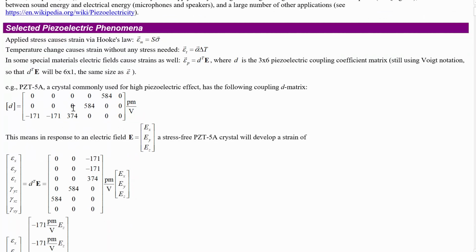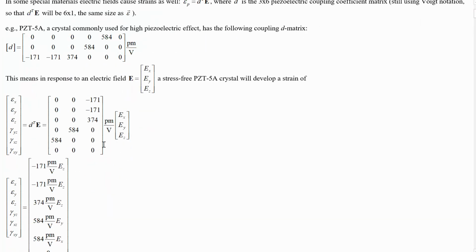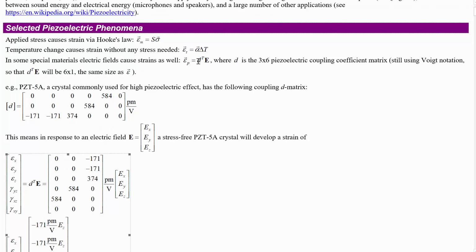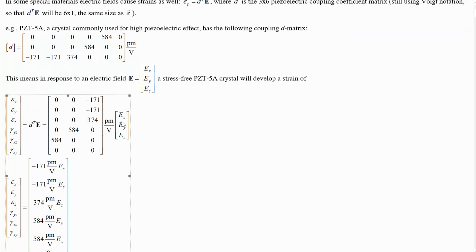So here's an example of that. Here's a d matrix for PZT-5A, a common crystal that has a pretty high piezoelectric effect. And when you transpose it, it goes over to this. So you keep this 0 the same, and you flip this one up to the top row. The first column becomes the top row there, and then second column, second row, third column, third row, etc. Then we're going to matrix multiply this over here. We're just going to calculate what the piezoelectric strain is for this PZT crystal. If we apply an electric field, then we're going to get a strain, which is given by d transpose times E. So we multiply this row by this column.